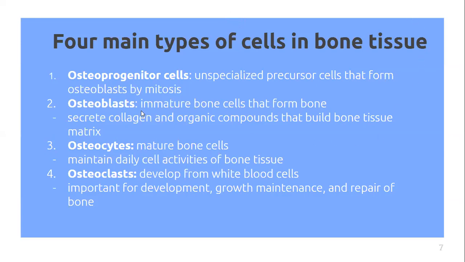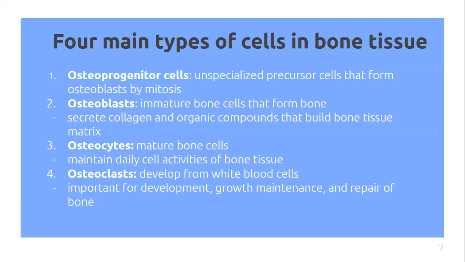Then second, we have osteoblasts, which are immature bone cells that form bone. They're a step up from the osteoprogenitor cells, but they're still not quite mature. They secrete collagen and organic compounds that build bone tissue matrix. So it forms bone, it builds up the matrix. And if you ever break a bone, the osteoblasts are going to help you grow new bone cells around the fracture.